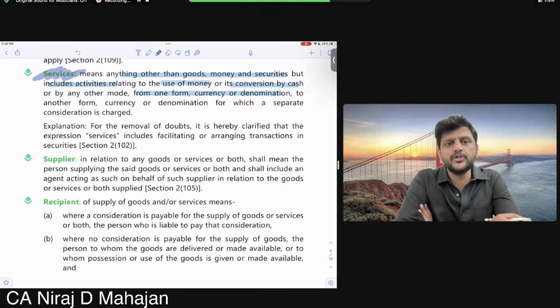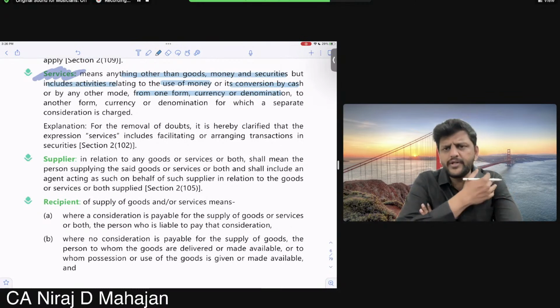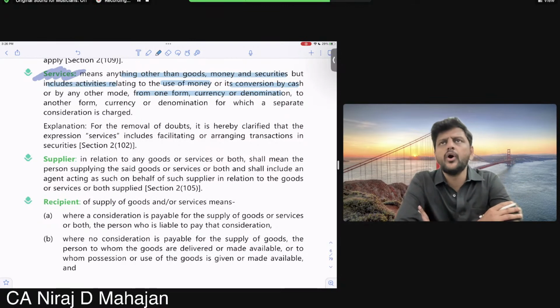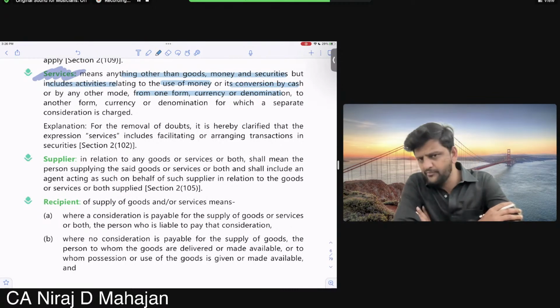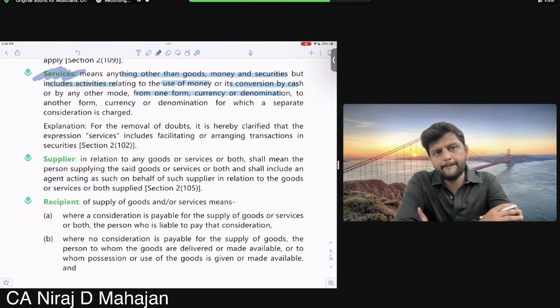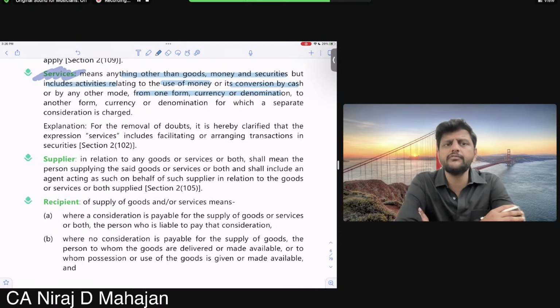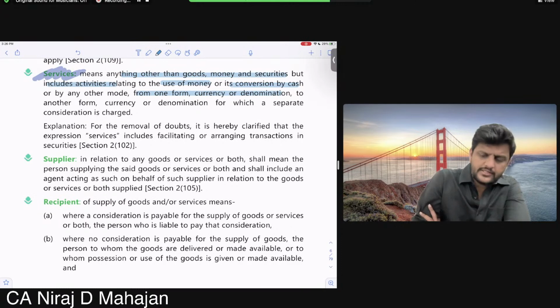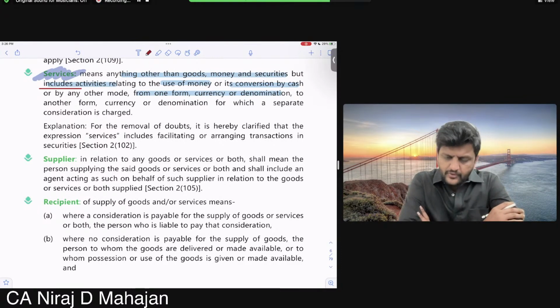You're converting that cash into some other form, maybe into gold, that means you're taking cash and giving gold, or giving gold, taking cash, correct? Or you are a foreign exchange currency dealer. Again, you're taking money for money, so even that will be part of service. Any activity related to use of money is included.